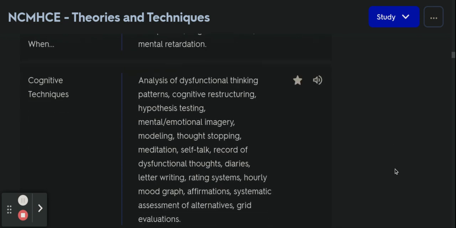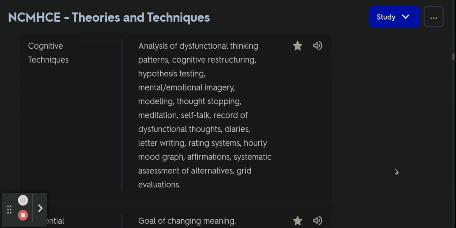Cognitive techniques: analysis of dysfunctional thinking patterns, cognitive restructuring, hypothesis testing, mental emotional imagery, modeling, thought stopping, meditation, self-talk, record of dysfunctional thoughts, diaries, letter writing, grading systems, hourly mood graphs, affirmations, systematic assessment of alternatives, grid evaluation.